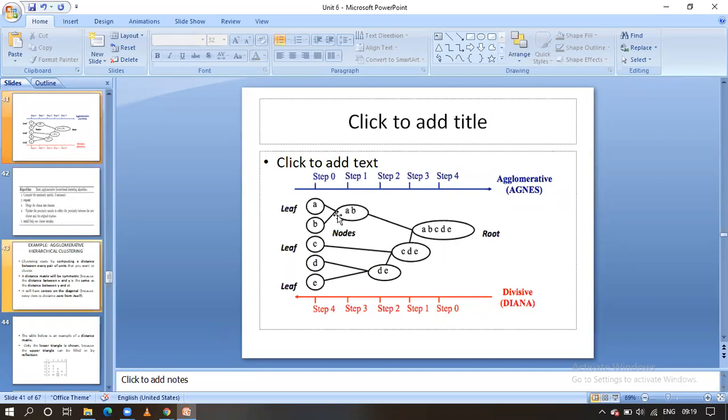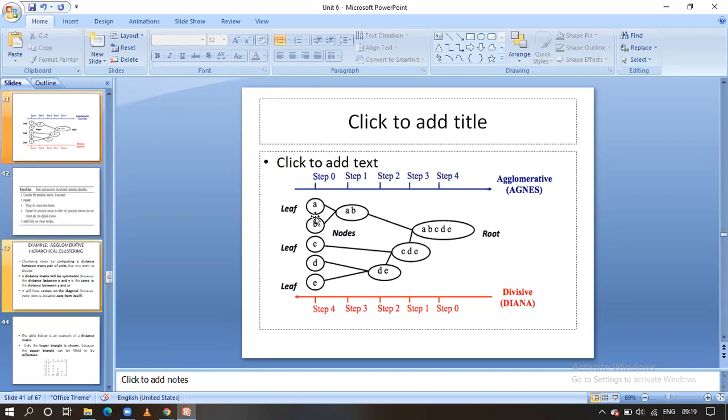In the last step, we get the objects in different clusters. Each object will be in a different cluster. Suppose A will be in a separate cluster, B in a separate cluster, C in a separate cluster, D in a separate cluster, and E in a separate cluster. The last step in divisive hierarchical clustering is that all the objects will be in individual separate clusters.